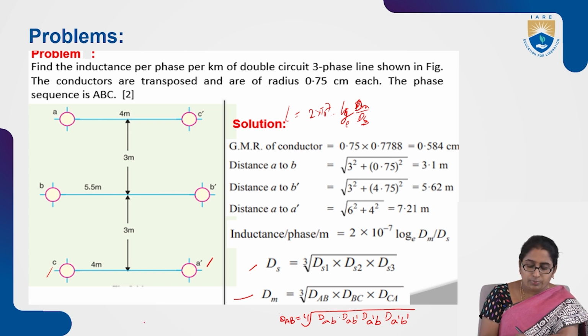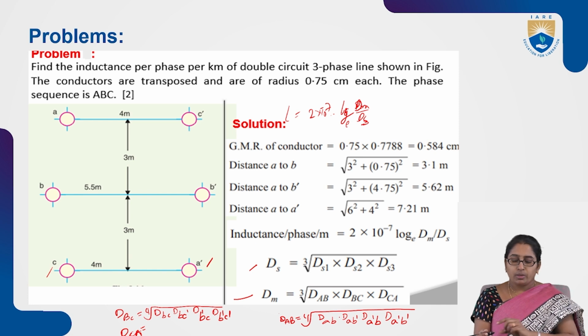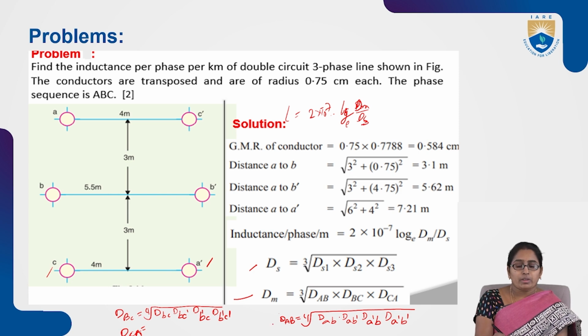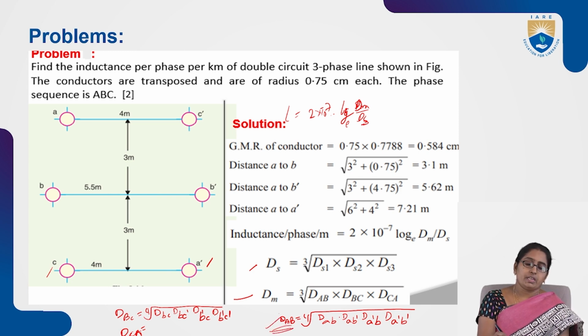Similarly, DBC is given by DBC, DBC bar, DB bar C, DB bar C bar, and in the same manner DCA also. That is how the mutual GMD of each phase is calculated: this is for phase A, this is for phase B, this is for phase C. Here we need to get the correct values of DAB, DAB dash and so on from the diagram given.